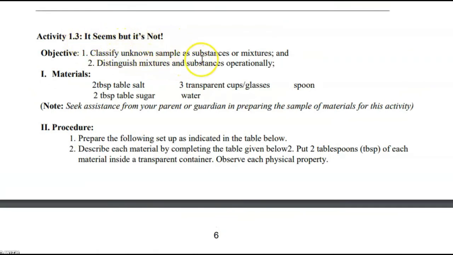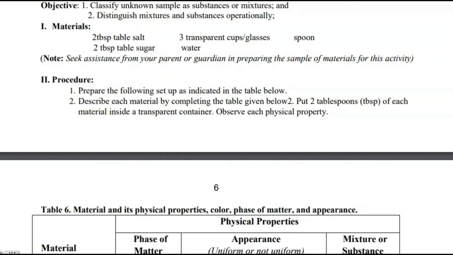Classifying a known sample as substance or mixtures and distinguish mixtures and substances operationally. What are the materials needed? 2 tablespoons of table salt, 2 tablespoons table sugar, 3 transparent cups, glasses, spoon, and water. Seek the assistance from your parent or guardian in preparing the sample of materials for this activity to prevent accident. Tandaan, bawal lumabas dahil ang salt at sugar at ang tubig ay matatagpuan lamang sa kusina.